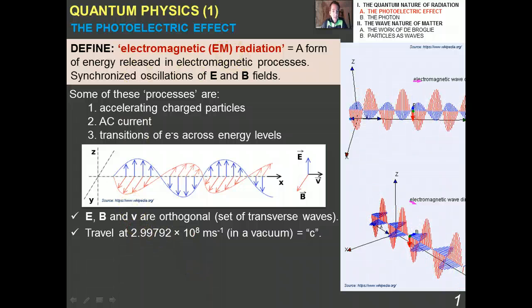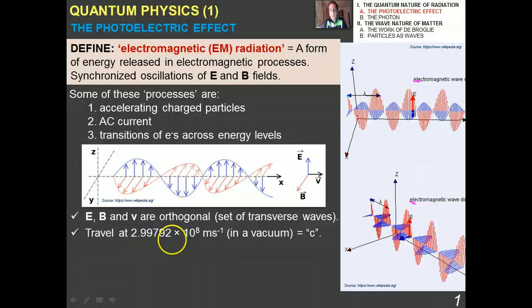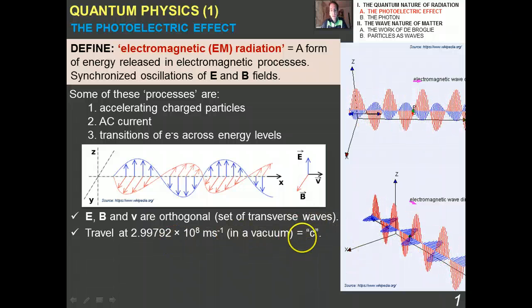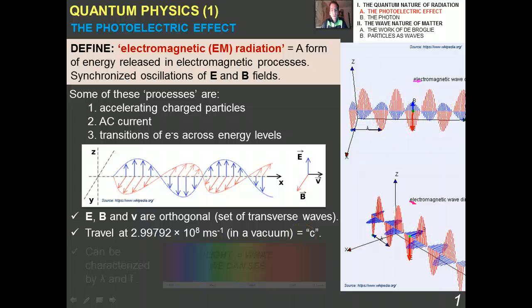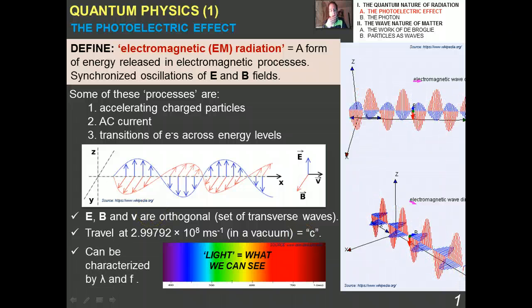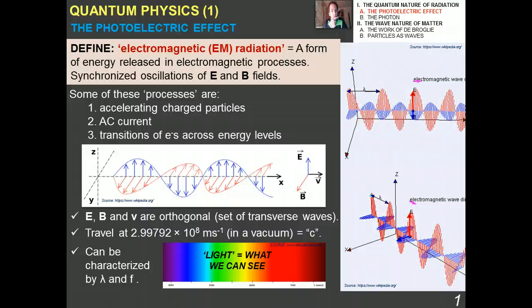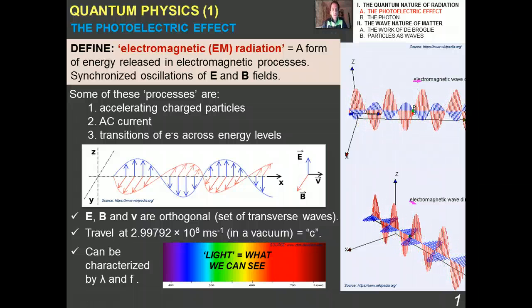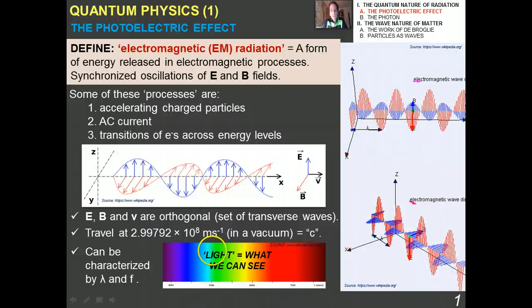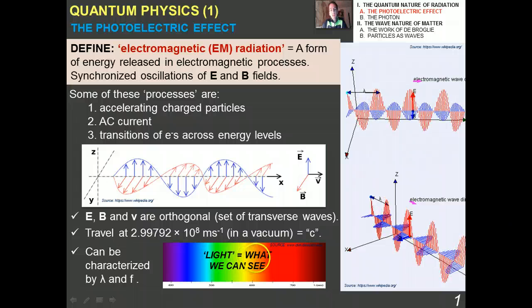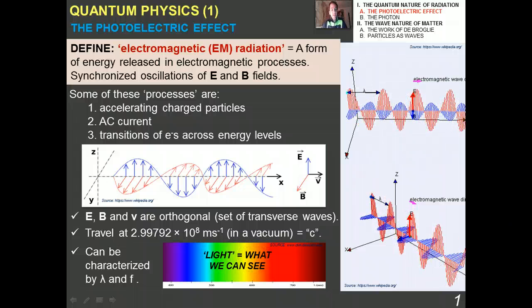This radiation, or these waves, travel at 3 × 10⁸ meters per second in a vacuum, and of course we call this quantity lowercase c in physics. It's a very, very important quantity. These waves can be characterized by wavelength and frequency, as I talked about before, because they're transverse waves. And I just want to reiterate that light is electromagnetic radiation that it just so happens that we can see with our eyes.